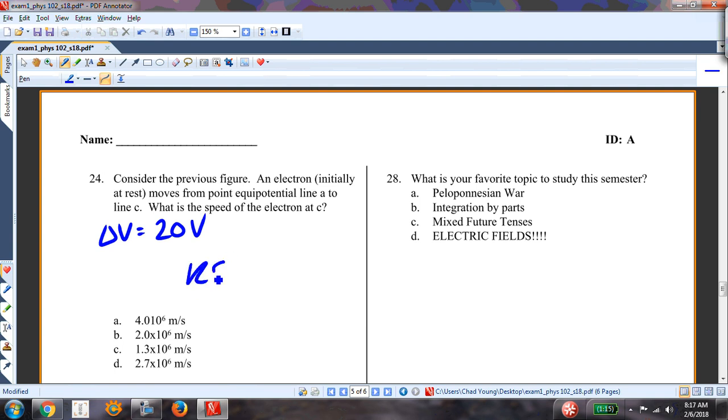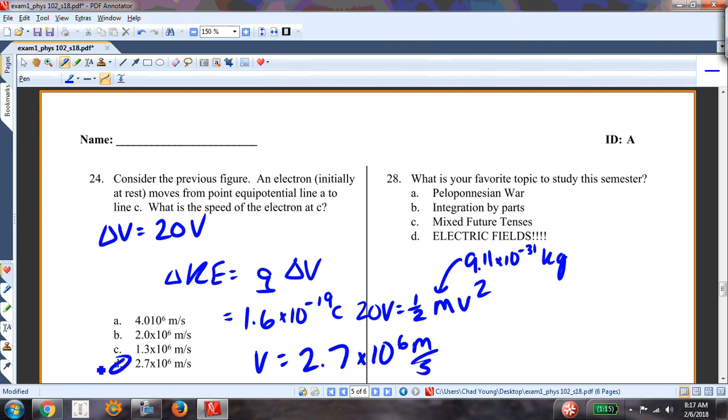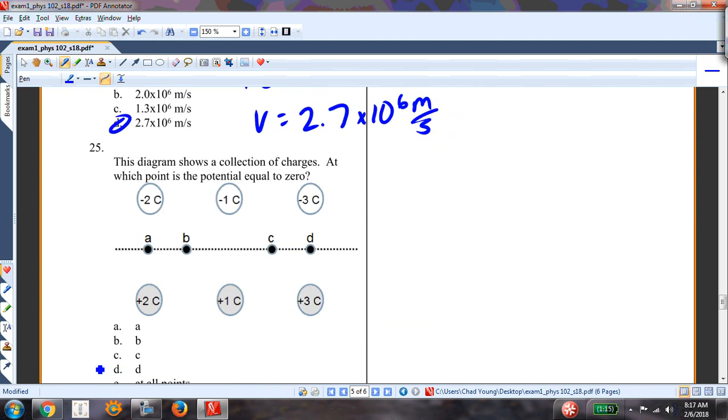And I know that my change in energy is going to be q times delta V. So that's going to be 1.6 times 10 to the minus 19 coulombs for my electron times 20 volts. And this is going to equal 1/2 mv squared. All right, I know the mass. The mass is 9.11 times 10 to the minus 31 kilograms. And so I can solve this for v. And v turns out to be 2.7 million meters per second. So D.